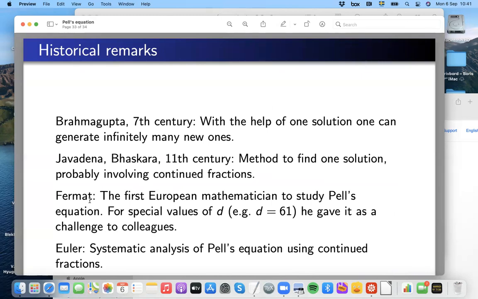And you see there are some even older sources discussing special cases, of course, of Pell's equation: from 17th century India, 11th century India, and then 16th century France, and finally 18th century Euler. He was Swiss by origin, but he worked most of his life in St. Petersburg. And he's probably the most prolific mathematician of all times. His collection of works is over 50 volumes.